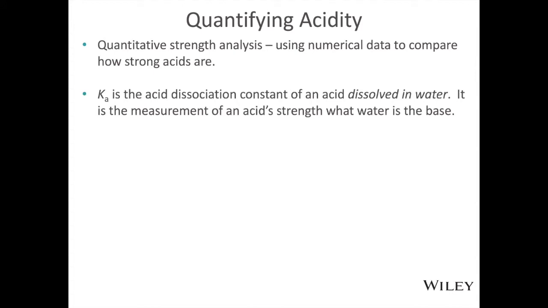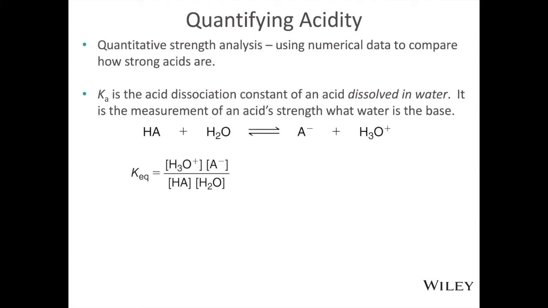Remember that the Ka is the acid dissociation constant for an acid dissolved in water, and it is the measurement of the acid's strength when water is the base. Remember, we have an acid put in water. What we get is the conjugate base, which is A minus, and then we have protonated water. Remember back when we discussed equilibrium in general chemistry, we have Keq is the concentration of the products raised to the power of the coefficient over the concentration of the reactants raised to the power of the coefficient. And here our coefficients are all 1, so there's no power. So we have the concentration of the products over the concentration of the reactants.